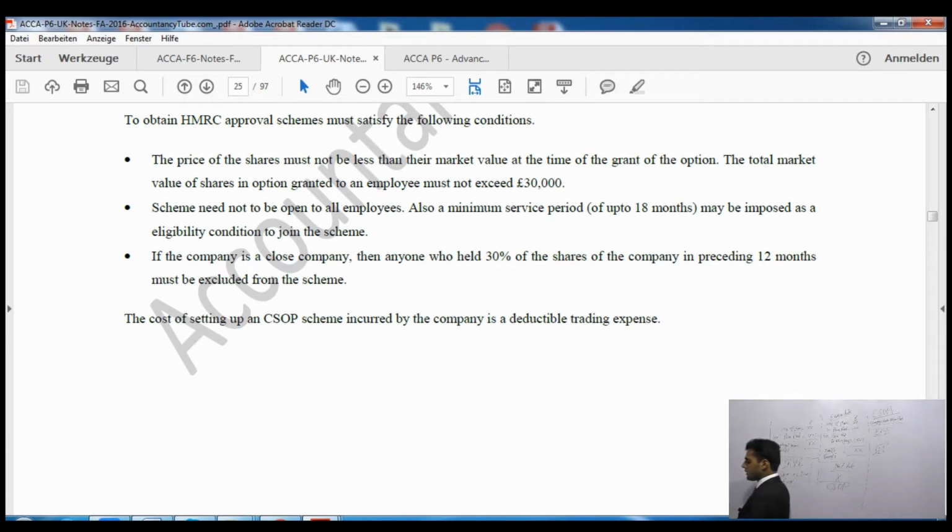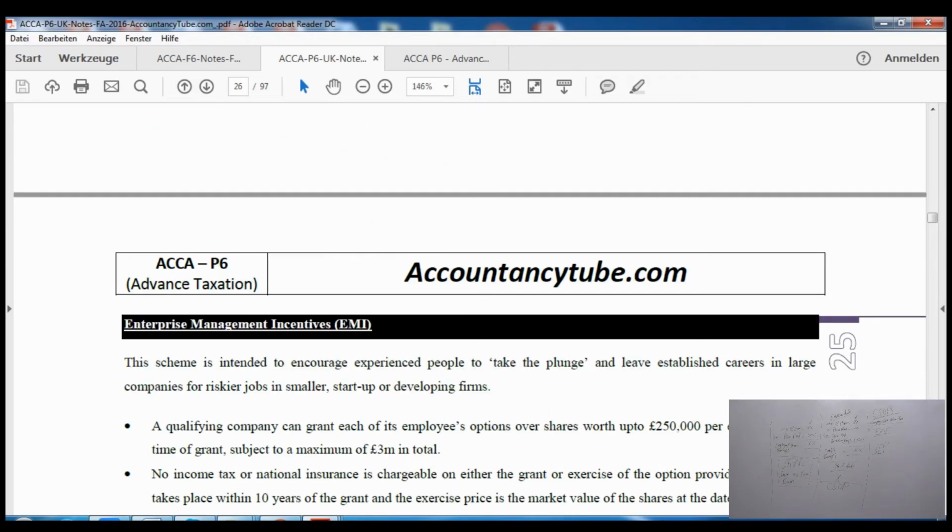So if the company is a closed company, then anyone who held 30% of the shares of the company in the previous 12 months must be excluded from this scheme. So that is also one of the ESOP's conditions. Again, it says about the cost. Cost of setting up will be deducted. As I said, it will apply on all of the schemes.